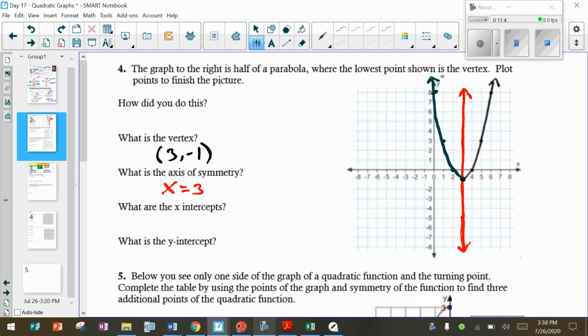So, what are the x-intercepts? Well, our x-intercepts are the same thing as the roots, sometimes also called the zeros. But when it asks for the x-intercept, we want to write it as a coordinate point. So one of the x-intercepts is over here at 2, 0.